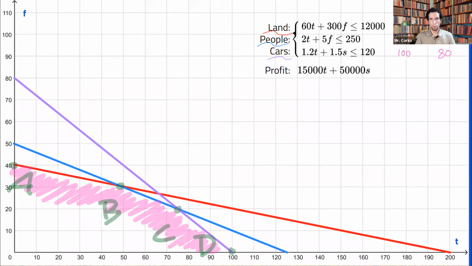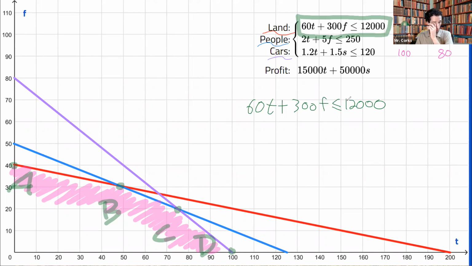So let's look at the first one for land. We talked about this when we talked about how to graph an inequality. Was this last week? Feels like it was longer ago. Yeah, I think it was just last week. There's a preview question about this as well. So graphing an inequality, we have 60t plus 300f less than or equal to 12,000. So that gave us the red line.